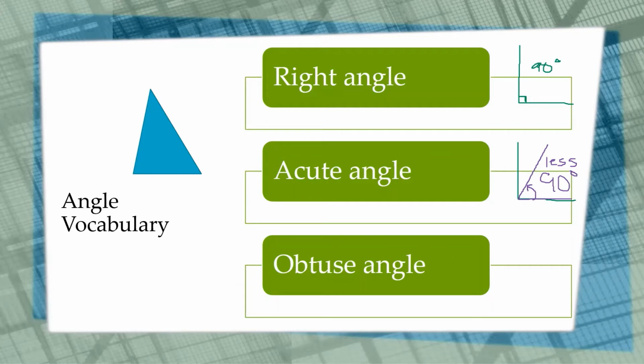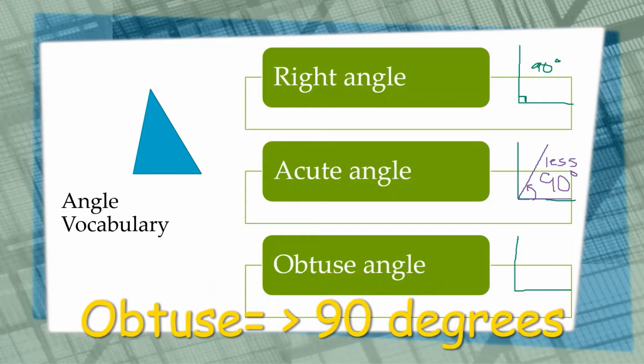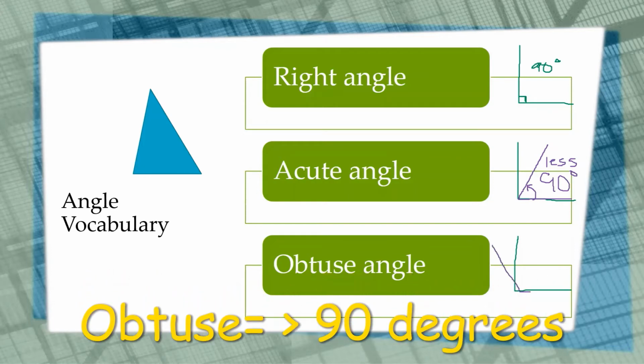And when I look at obtuse angle, I do the exact same thing. I compare it to the right angle first, and an obtuse angle would be something that is more than 90. So if I look at the point of where my angle is opened, I can say this angle right here is more than 90 degrees.